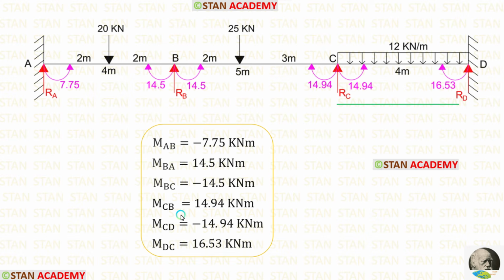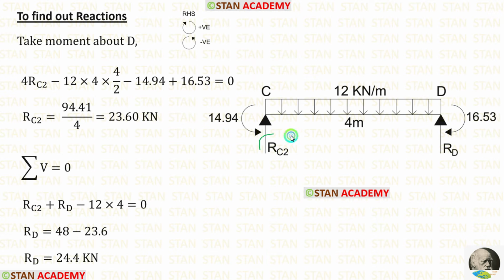In the span CD, there are two moments, MCD, which is acting in the anticlockwise direction, and MDC, which is acting in the clockwise direction. In this span, first I am going to calculate RC2. For that, I am going to take moment about D. The vertical reaction RC2 is acting towards the point D in the clockwise direction, so it will be positive and the distance is 4 meter, so 4 RC2.